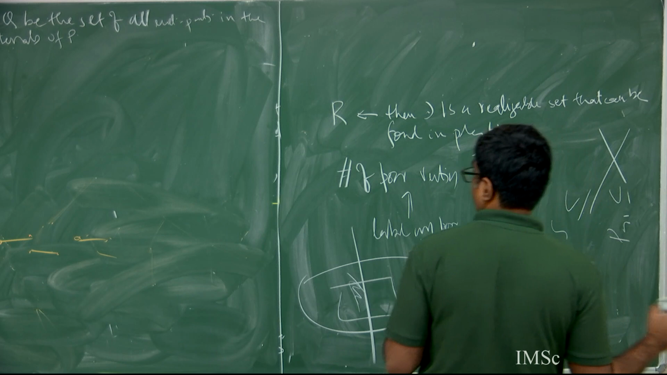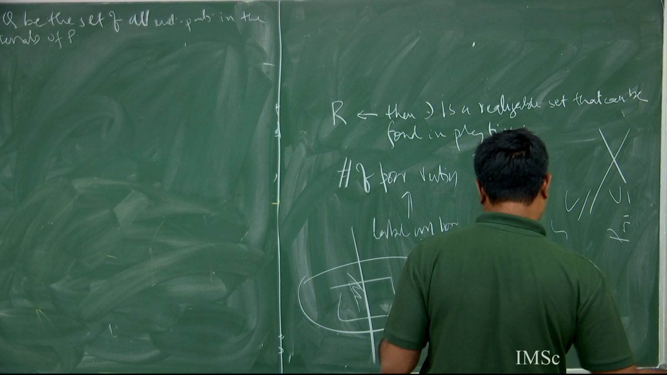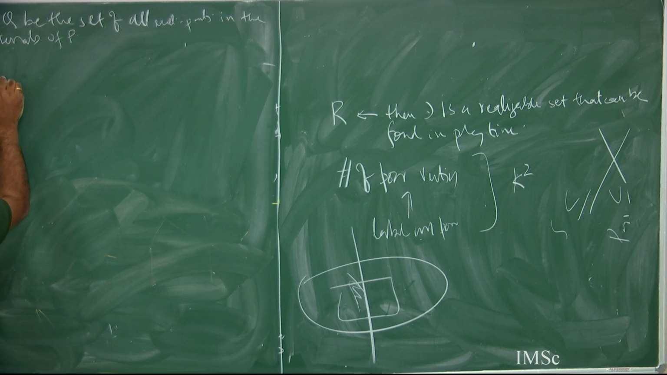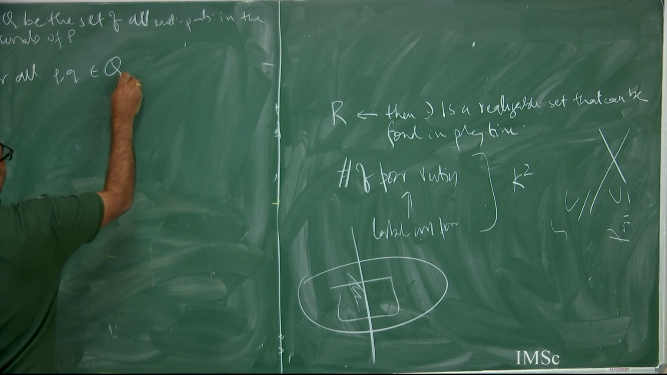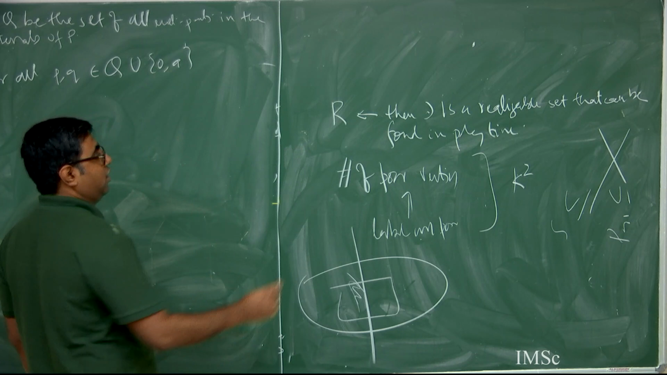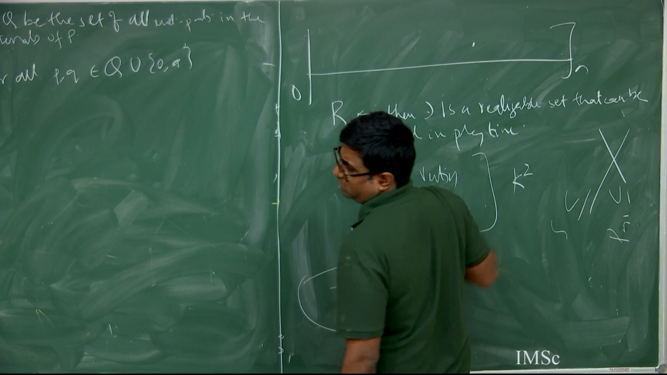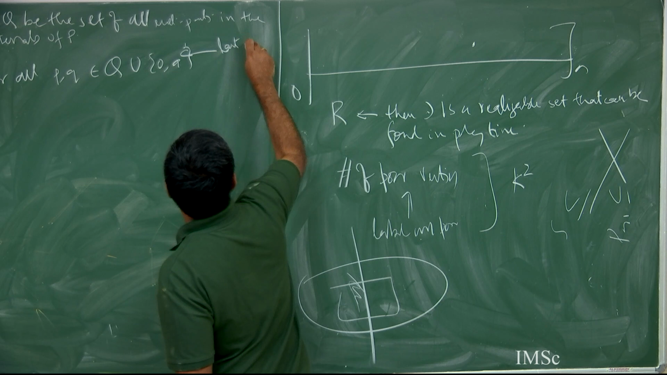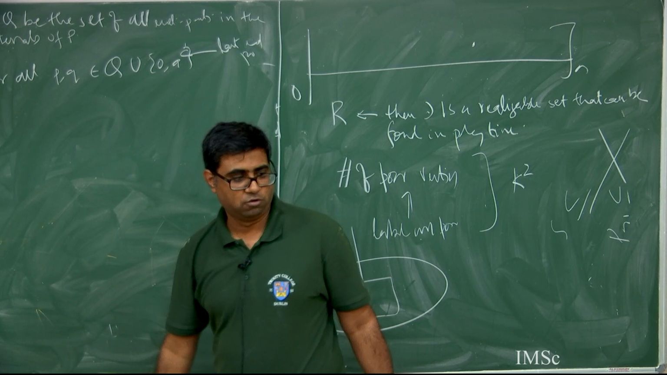And here it is, finally, this is what you do recursively. For all p, q in Q union {0, A}, where 0 is the first and A is the last endpoint, they are in the window 0 to A. All the intervals are in the window 0 to A. Why are we writing this? Because this may not be poor, but just include that. And 0 is the first, from where to start, it's fine.